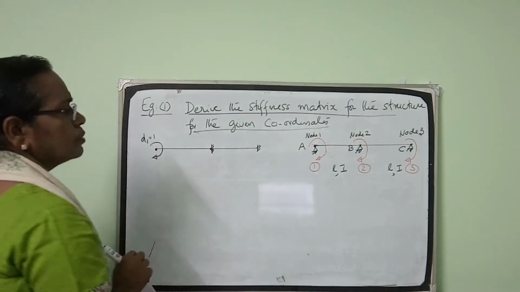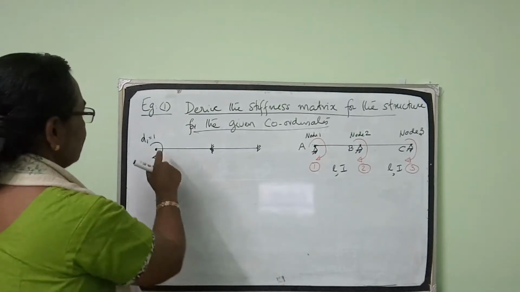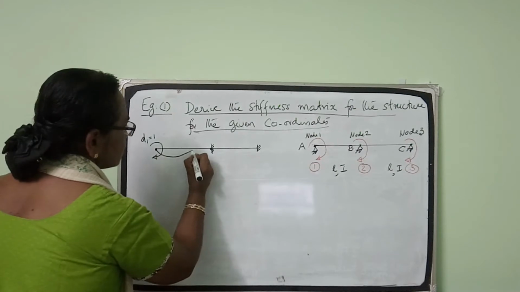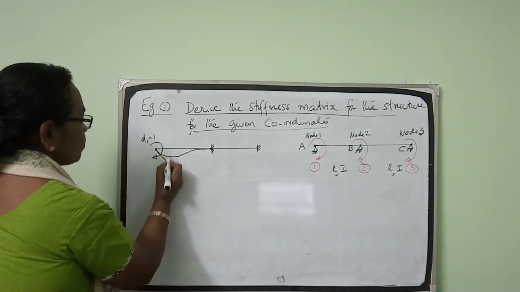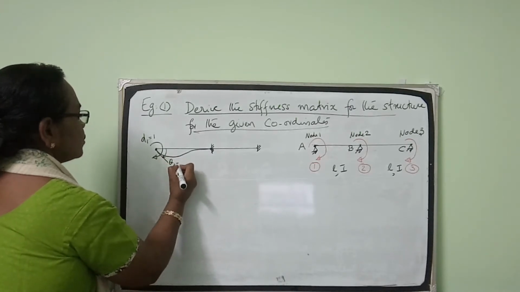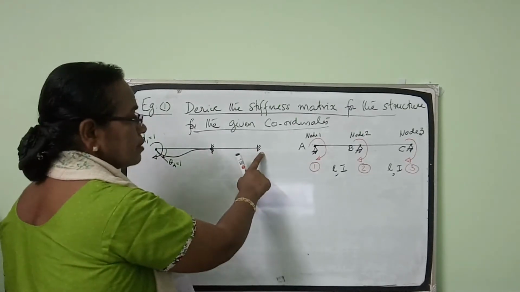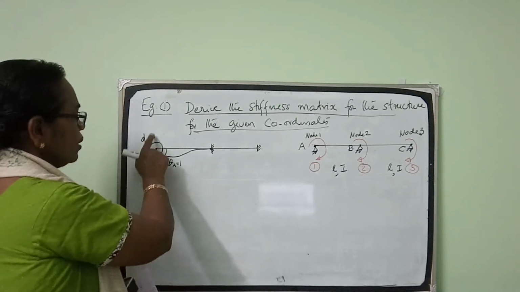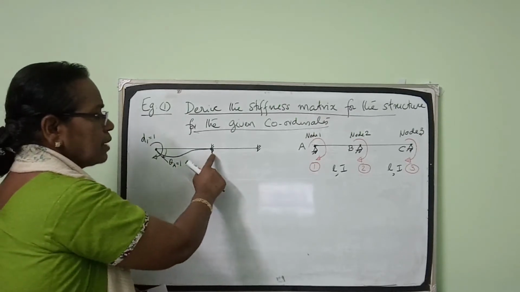Node 2 and node 3 must be fixed. They should not be allowed to move. So when we give unit clockwise rotation here, the structure will deflect like this. So the slope at this point, theta A, is equal to 1. At that time, theta B is equal to 0 and theta C is equal to 0. That is the concept. So to apply unit displacement in the first coordinate direction, at that time arrest the other two displacements.